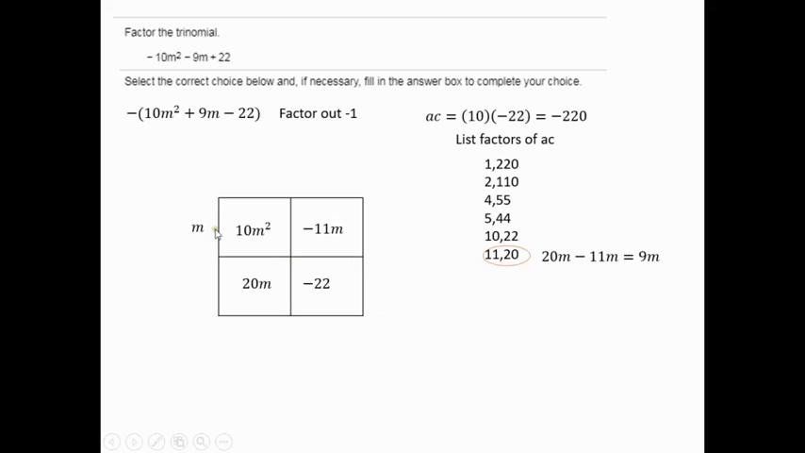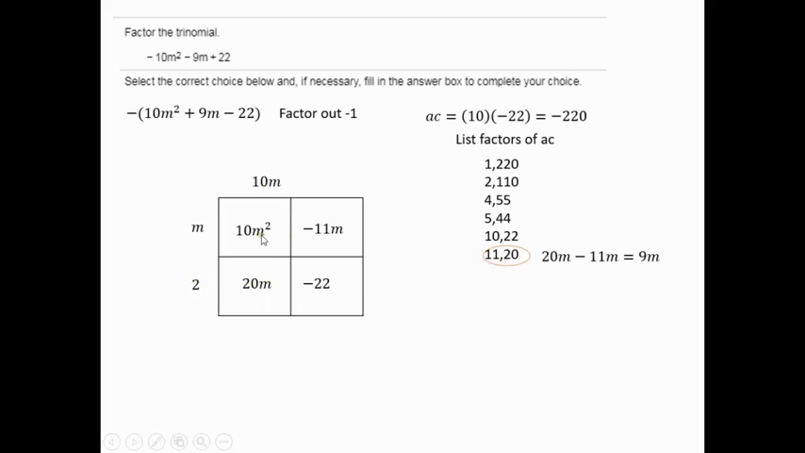So I'm taking out the greatest common factor of this row, which is m. Then I take out the greatest common factor of this row, which is 2. And notice I'm taking the sign of the term closest to the outside of the box, which is positive.